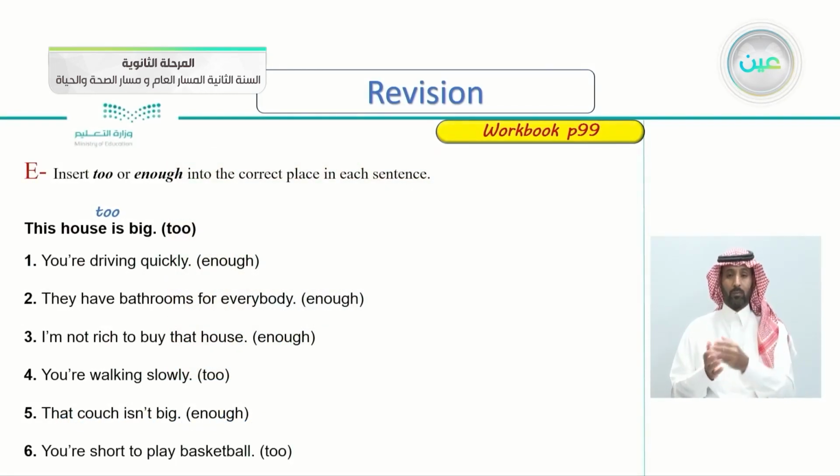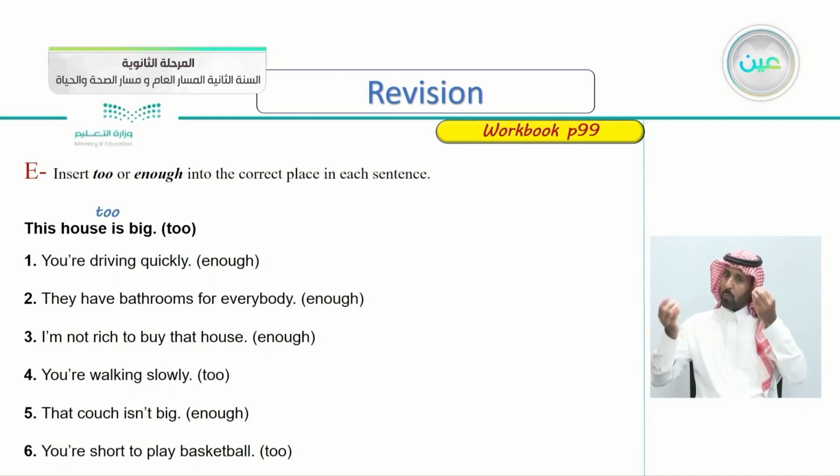Jumping on to exercise E here, insert too or enough into the correct place in each sentence. So we'll be inserting too or enough in their correct places. If you remember, where do we put too and where do we put enough, before or after the adjective, and so on. The first one is already done for you. This house is big, and the word too. Of course, we say this house is too big.